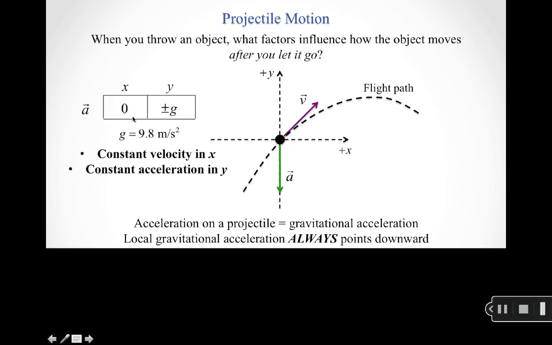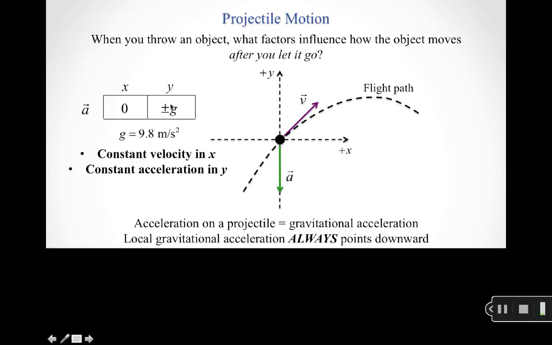Okay. So what this means, if these are the components of my acceleration, is that the x component, the horizontal component being 0, tells me that I have constant velocity motion in x. Right? There's no acceleration component, so what's going on horizontally won't change in terms of velocity.